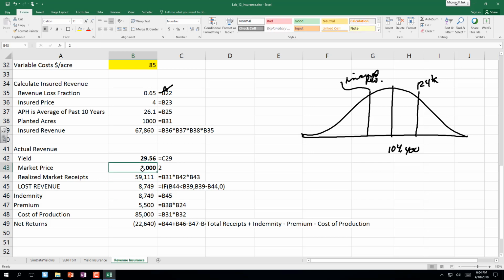Okay. Let's put in Command Z again. So what happens if our yields go to 20? No indemnity. Okay. What if they go to 10? Oh, I get an indemnity because revenue is now 25 and the indemnity is 25. Okay. Well, the realized receipts are 42 and indemnity is 25. Okay, Command Z. So you're actually ready to simulate that.